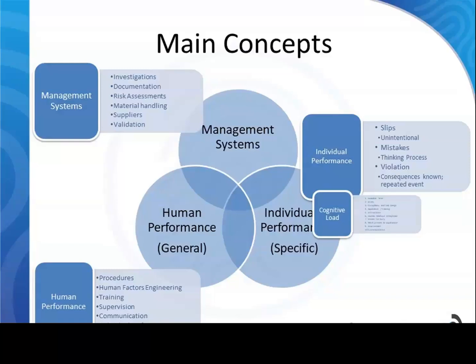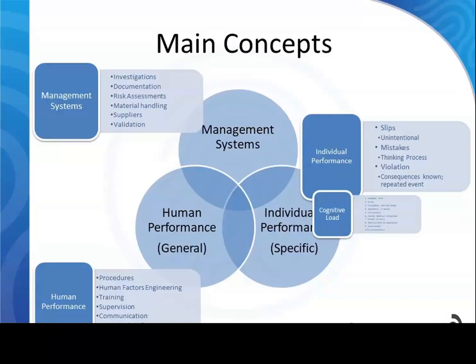And let me explain. Management systems that we need to address at some point include investigations, documentation, risk assessment, material handling, suppliers, validations. There are others; these are just some examples. We have facility, policies, all of that. In the human performance concept, what we're looking for is to evaluate procedures, human factors engineering, training, supervision, communication, and then the actual individual performance, meaning errors that are related to the person.